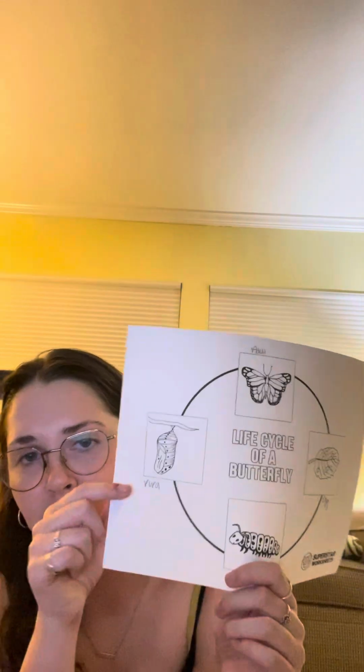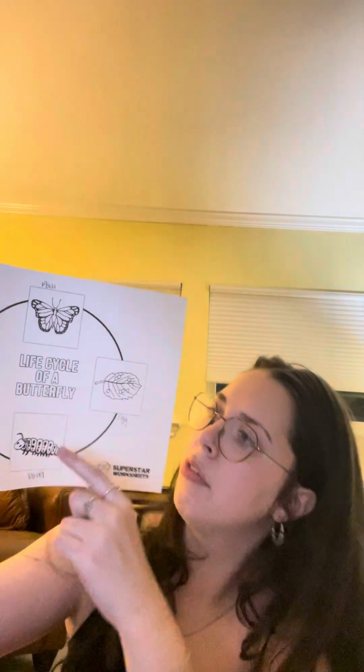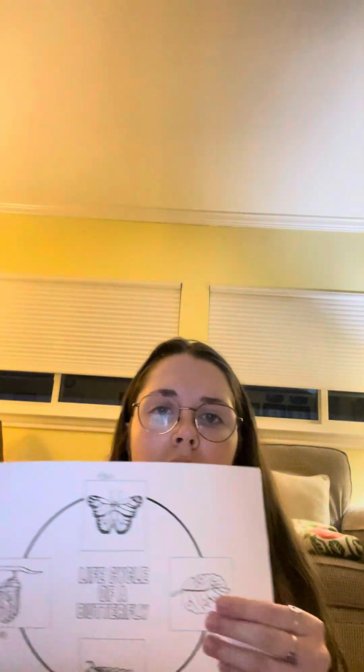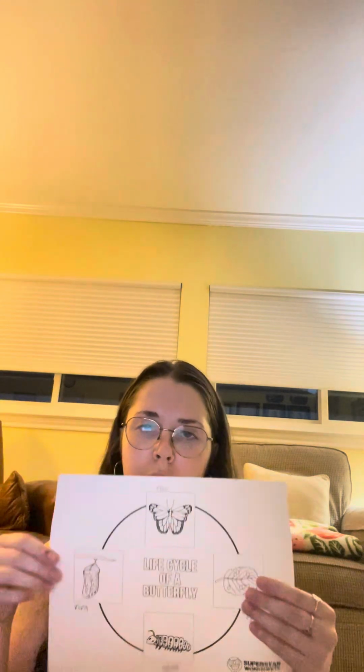So the teacher can write it down on the papers or have it typed out so that they can see it and have it labeled for them. I've already labeled mine: egg, larva, pupa, and adult. And then as they're sitting at the table, they would have all 3: the butterfly, ladybug, and frog.